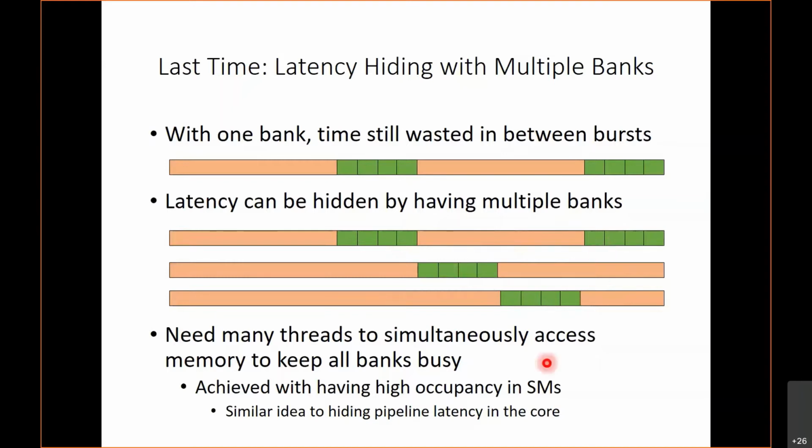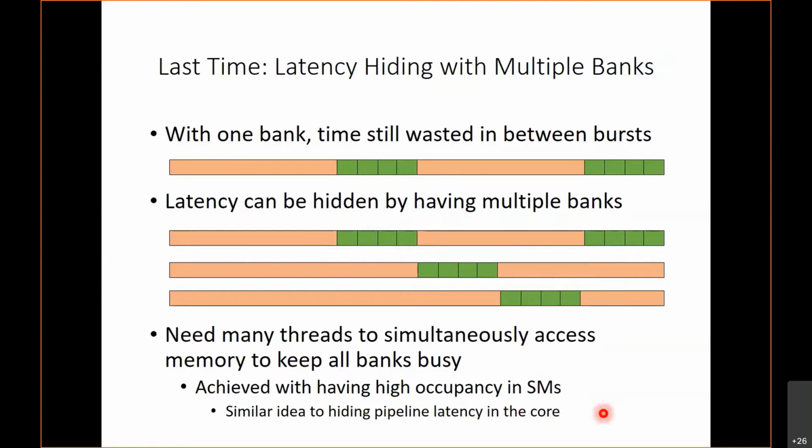So we saw how having high occupancy in our SMs not only helps us hide the latency in the cores, but it also helps us hide the latency in accessing our memory.